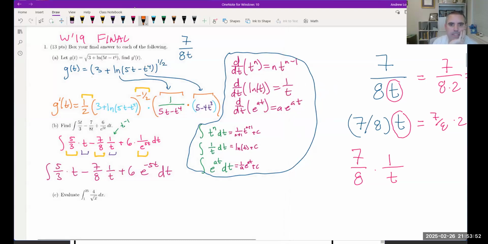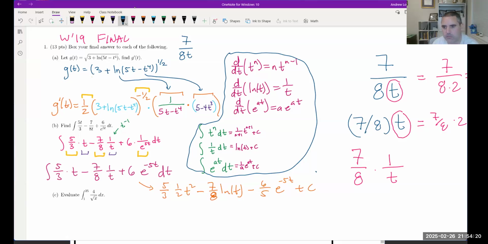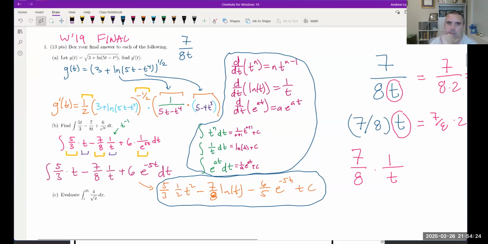Okay, so now we're ready. I'm focused on that because this is the same skill you're using in derivatives and integrals, that rewriting skill. But now we're done. All 3 of those are ready to go. The calculus step is usually the easiest step because it's going to be 1/2 t squared minus 7/8 log of t, and then minus 6/5 or 6 over -5 if you prefer, plus c. So there's kind of the answer in excruciating detail.